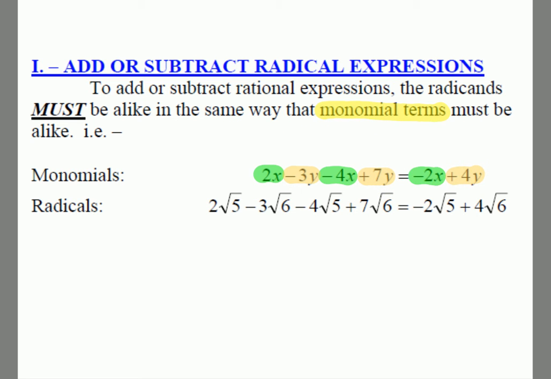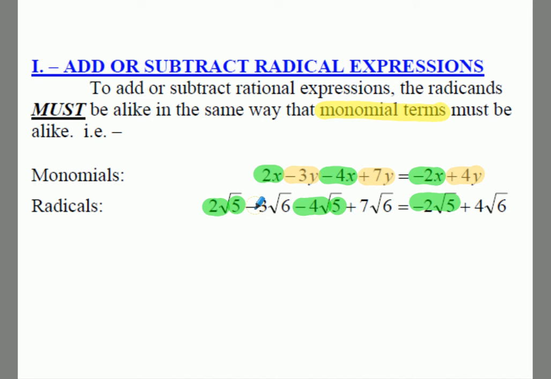So the same thing can be said about when you are adding radicals. They have to have the same number underneath the radical to add together. And what you're going to do is you're only going to add the coefficients out front. So if you have a 2 radical 5 and a negative 4 radical 5, you're going to get a negative 2 radical 5.